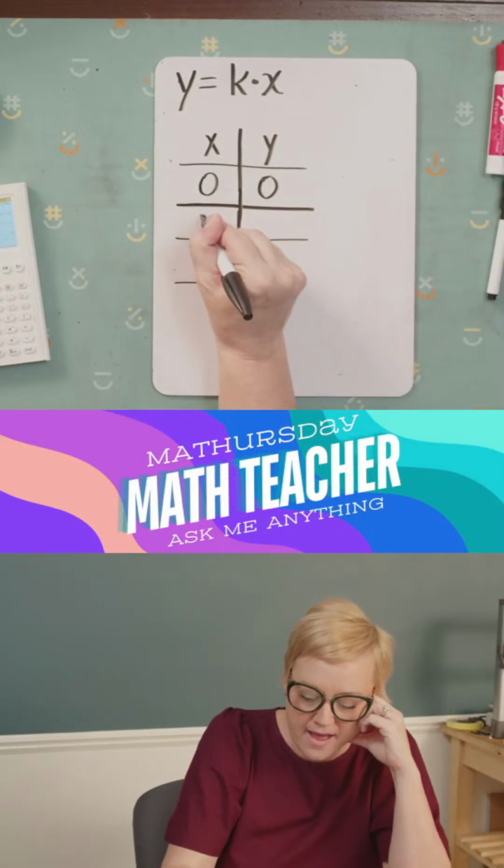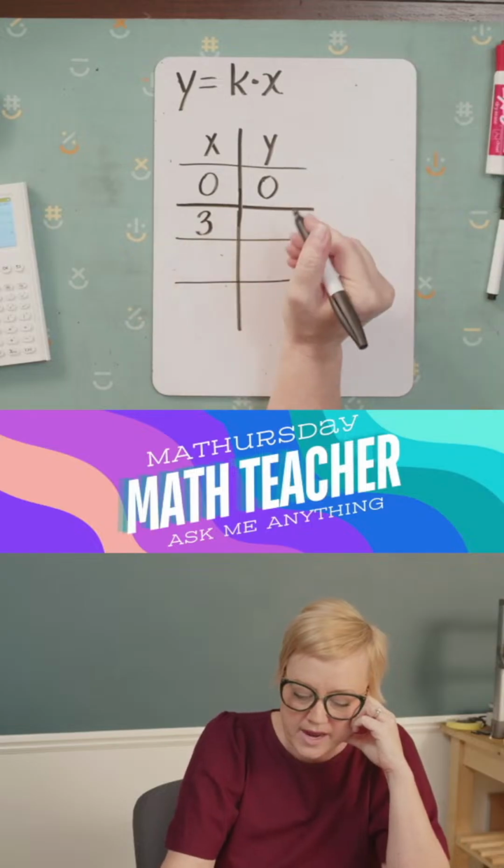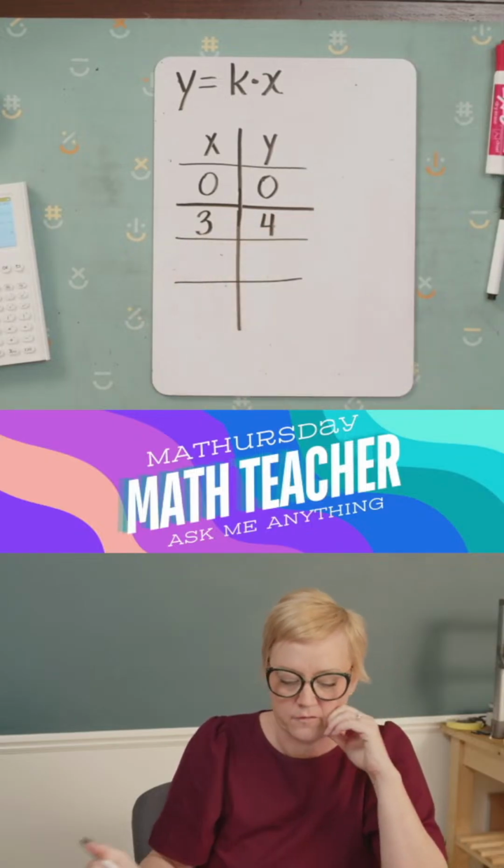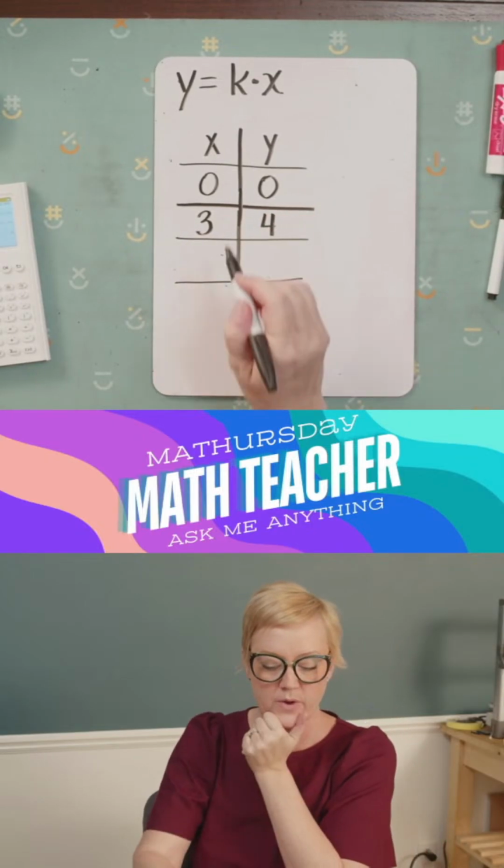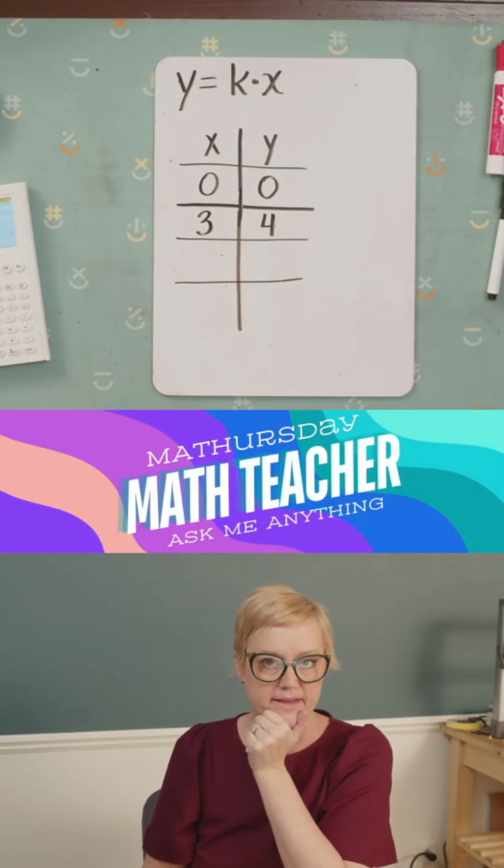But if I have 3 and 4, so when X is 3, Y is 4. Okay.